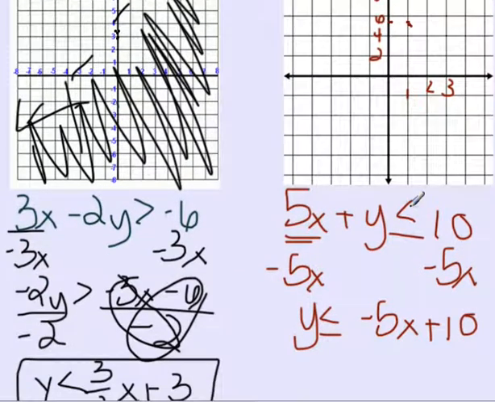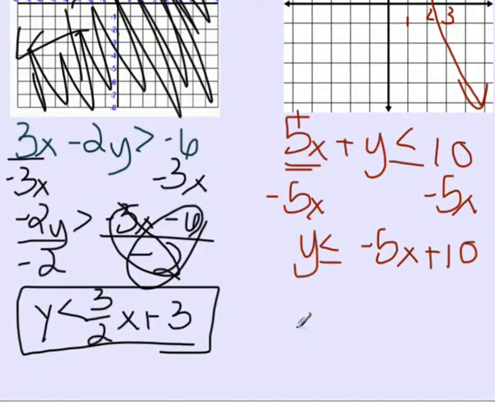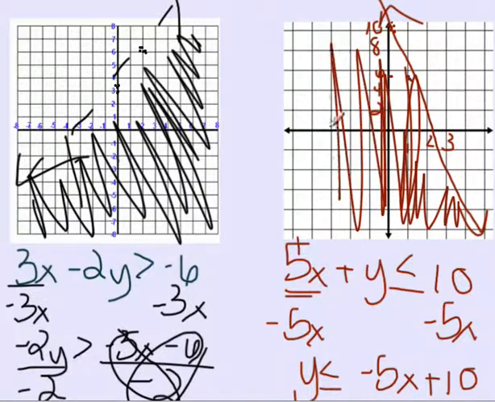So if we look at our final answer, we still have a line underneath our inequality, so we're going to have a solid line. And then our final inequality is still facing away from the y, so I'm going to pick a spot on the line and I'm going to shade down. So I'm going to shade below the line, which is right here.